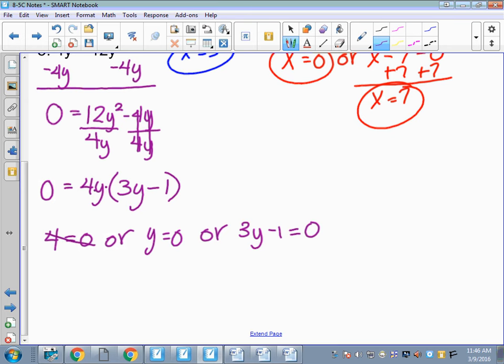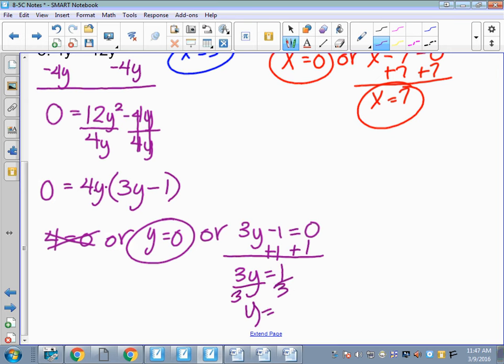4 can never equal 0. y equals 0 is done for us. And 3y minus 1 equals 0. We're going to add 1 to both sides. 3y equals 1. Divide by 3. y equals 1/3. So my two solutions are 0 and 1/3.